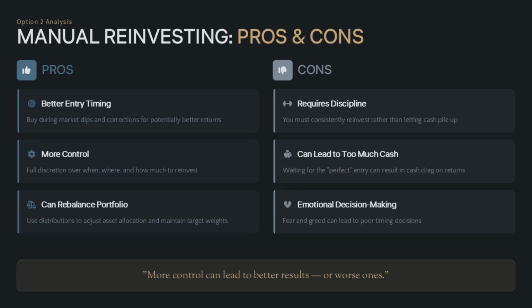Manual reinvesting is best for active investors, those who enjoy managing their portfolio and making strategic decisions, and people who want control. So, if you want more control, but you are also ready to put in a little bit more work and be actively involved in the process, then I would recommend manual reinvesting.